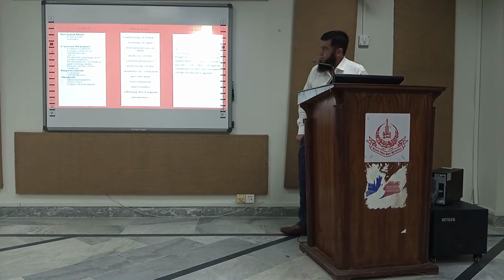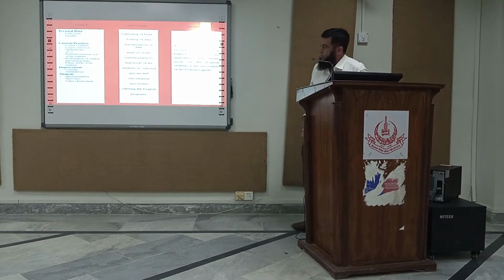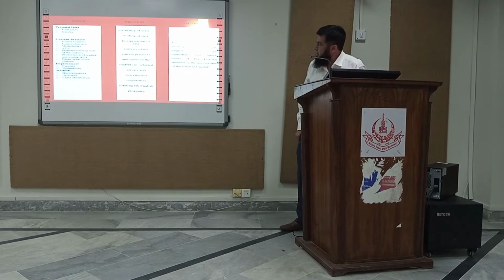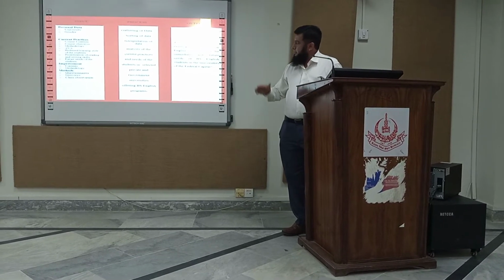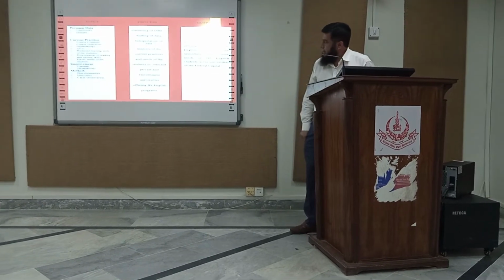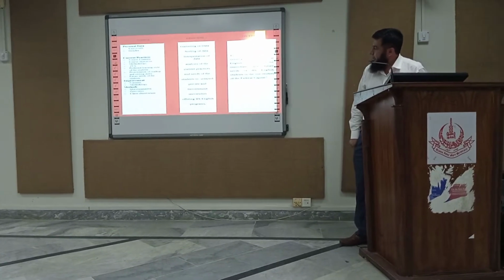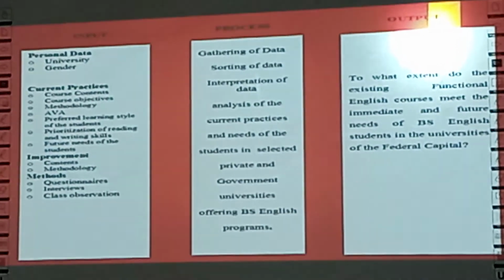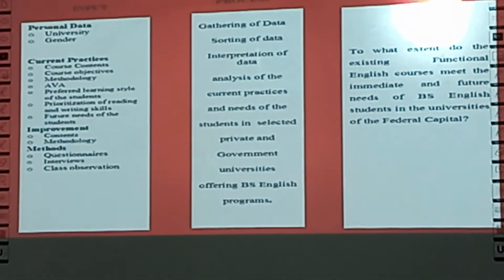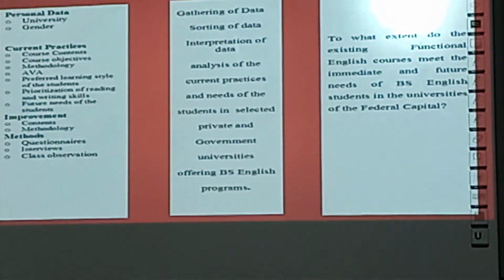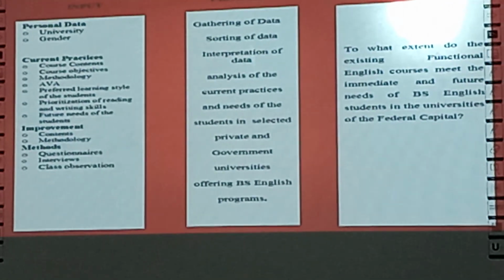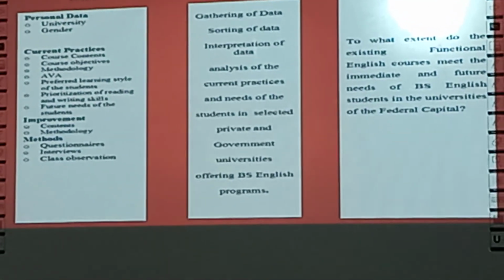As far as the input, as you can see, the personal data, current practices, improvement methods, same way, the input leads to the process. This was the process of research: gathering of data, sorting of data, interpretation of data, analysis of the current practices and needs of the students in selected private and government universities. These three universities were Namal, International Islamic University, and Foundation University.